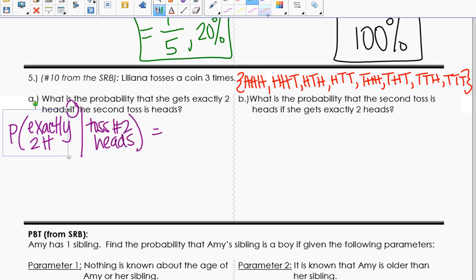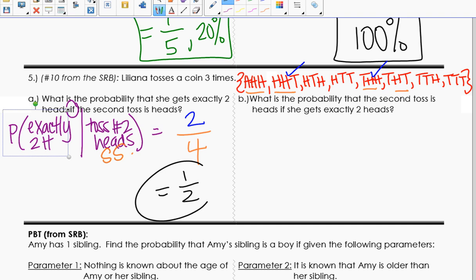So your sample space is now this. So I'm going to go up here and say, okay, how many have a second toss of heads? This one does, this one does, this one does, this one does. So those 4. Out of those 4 options, how many have exactly 2 heads? Not this one, it has 3. This one counts. This one counts. This one doesn't because it only has 1. So you're looking at 2 out of 4, or 1/2, or a 50% chance.